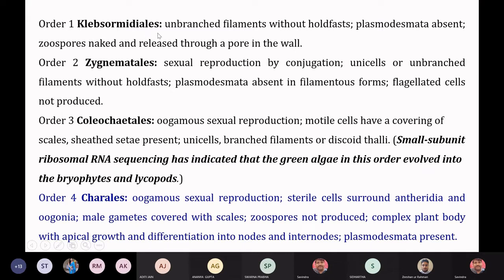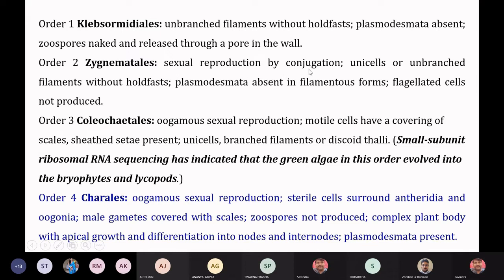Order number 1, Klebsormidiales. These are the simplest Charophyceae, which are unbranched filaments without holdfast, and plasmodesmata absent. In the zoospore here you will see a neck. Whereas in Zygnema you can see that sexual reproduction takes place by conjugation.